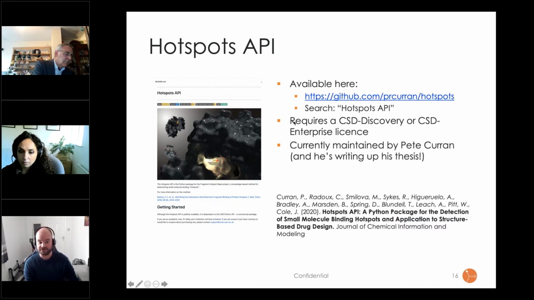This could be out of date, but as far as I know, because this requires Superstar and the CSD Python API, so the Hotspots API is built on the CSD Python API, this will require a CSD Discovery or CSD Enterprise license, but hopefully for people at this meeting today, that shouldn't be a problem. Currently, this repo is being maintained by Pete Curran, who's a PhD student currently writing up his thesis. So I'm afraid support might be a little bit slow because he's quite busy at the moment.